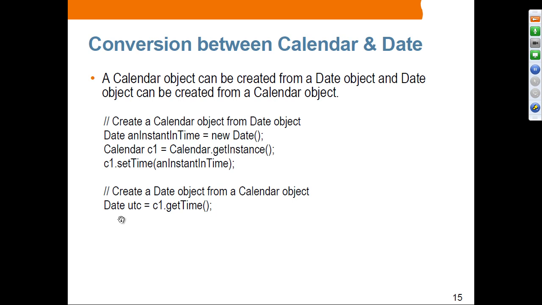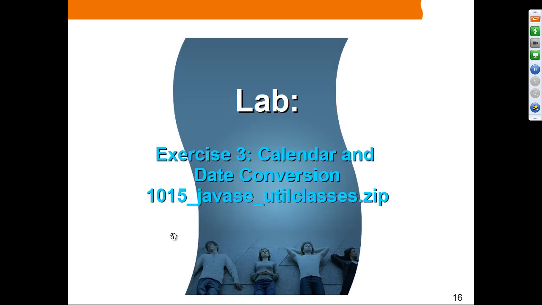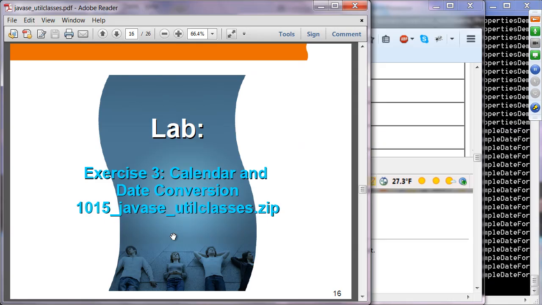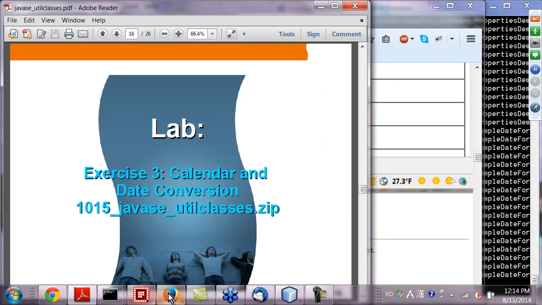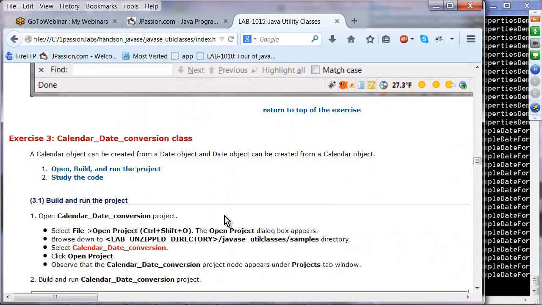The reason you might want to convert between these two is that whenever you need to pass your time information to another part of your application, for example as an argument of a method, instead of passing the calendar object you might want to pass the date object, because a date object is a lot more compact. That's all. So that's exercise 3, where we are going to just convert between the two.